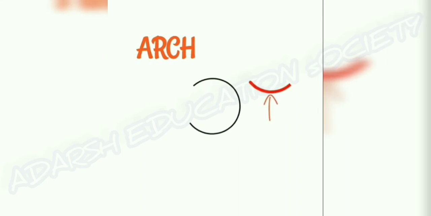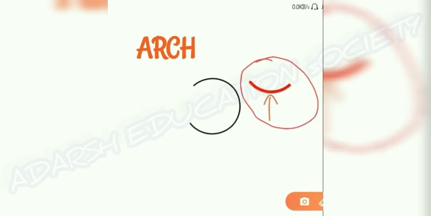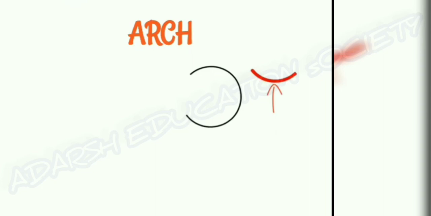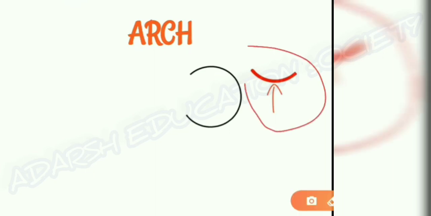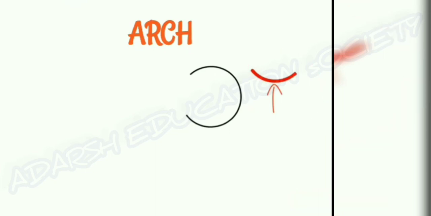This is the picture of a circle. Right children? Now here I cut one part of the circle. Now, this part of this circle is called an arc. Here you can see the picture of an arc.